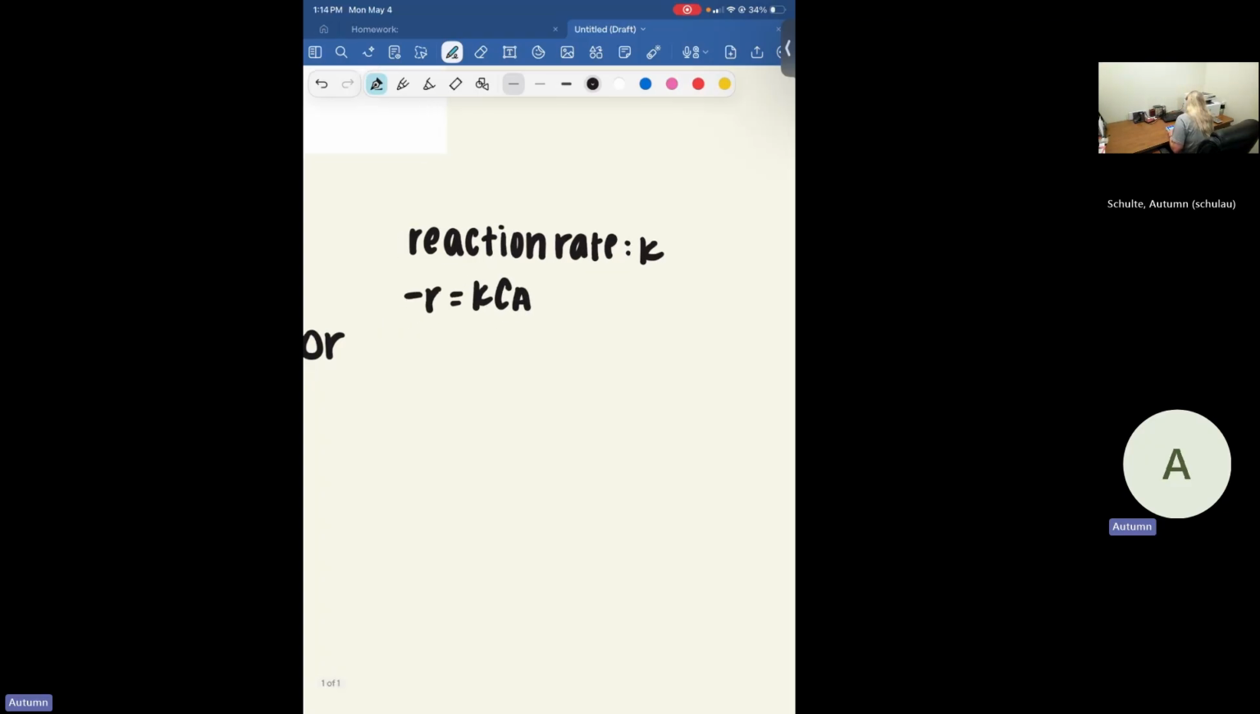Now, like it says in the problem statement, there's a reaction rate modeled by the variable K. Now, this is a first order reaction. So knowing this, we can say that our reaction is equal to our reaction rate K multiplied by the concentration of species A.